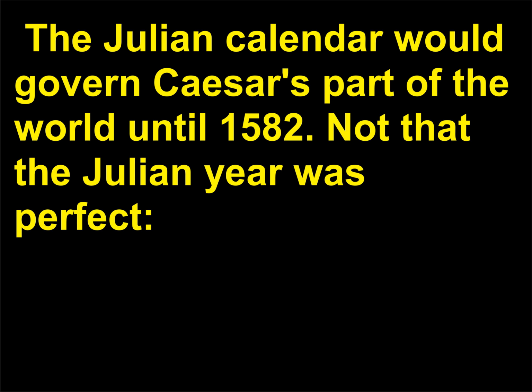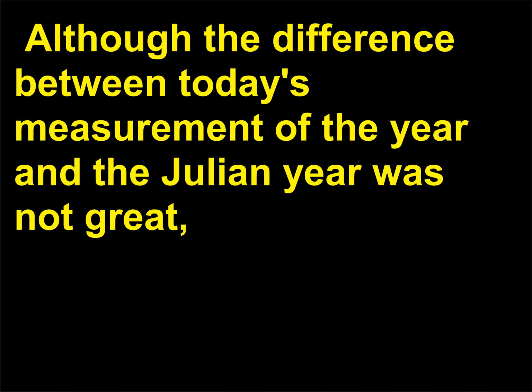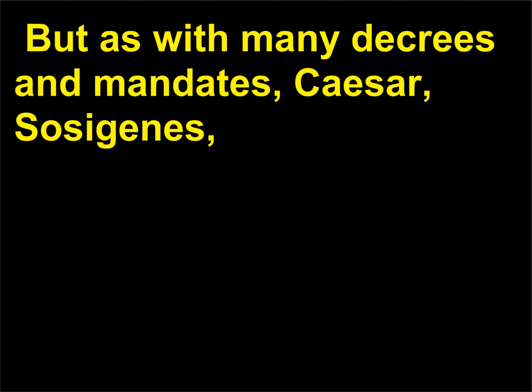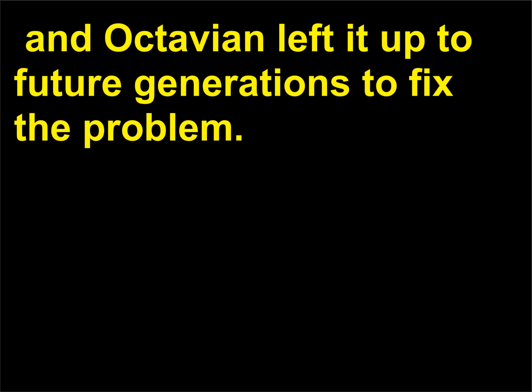The Julian calendar would govern Caesar's part of the world until 1582. Not that the Julian year was perfect. A year's 365.25 days was too long by 11 minutes 12 seconds. Although the difference between today's measurement of the year and the Julian year was not great, it adds up to 7.8 days over 1,000 years. But as with many decrees and mandates, Caesar, Sosigenes, and Octavian left it up to future generations to fix the problem.